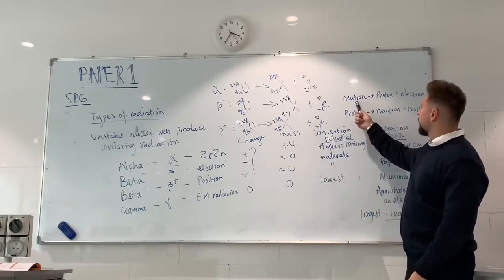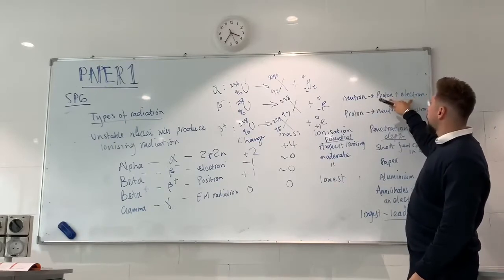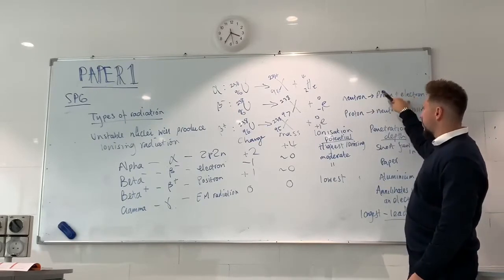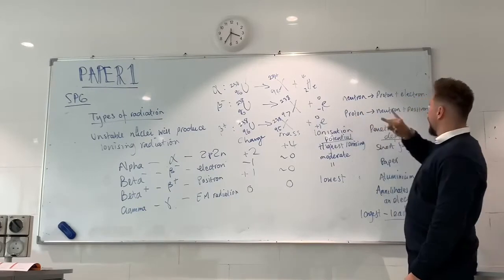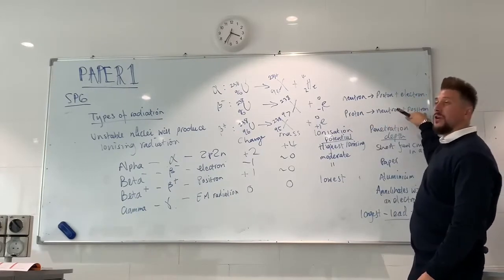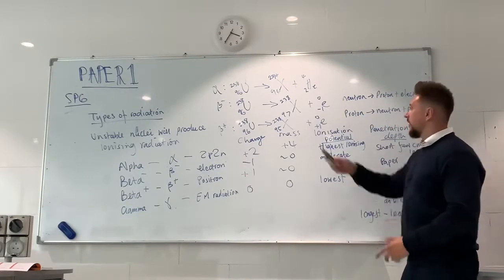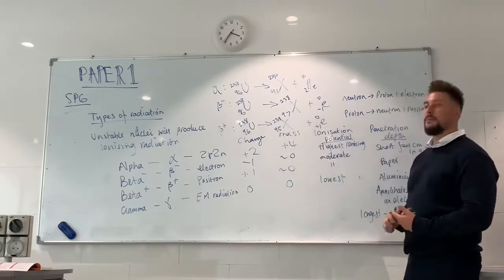Okay? Charges have to balance. I start with 0 charge, I finish with an overall 0. Plus 1, minus 1, 0. I start here with plus 1, and I go to 0. The positron has plus 1, my charge is balanced. And you can see that in the decay equation just by matching the numbers.